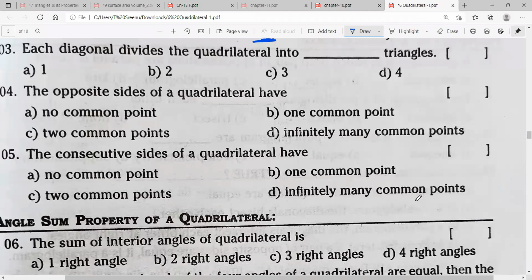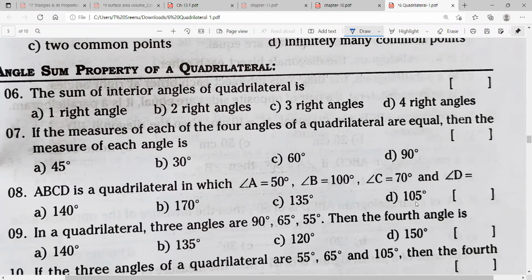Each diagonal divides a quadrilateral into 2 congruent triangles. In square and rhombus, you will get congruent triangles, in rectangle also. Opposite sides of a quadrilateral have... Let us see. This is and these are opposite sides. Is there any common point? No common point. This is different, this is different. The consecutive sides of a quadrilateral have, consecutive means, only one common point.